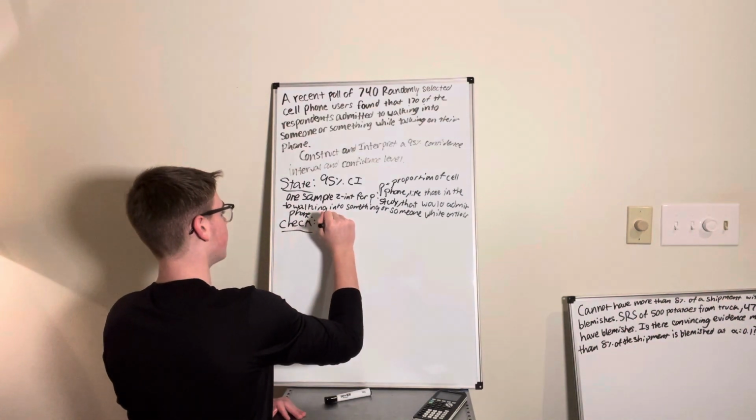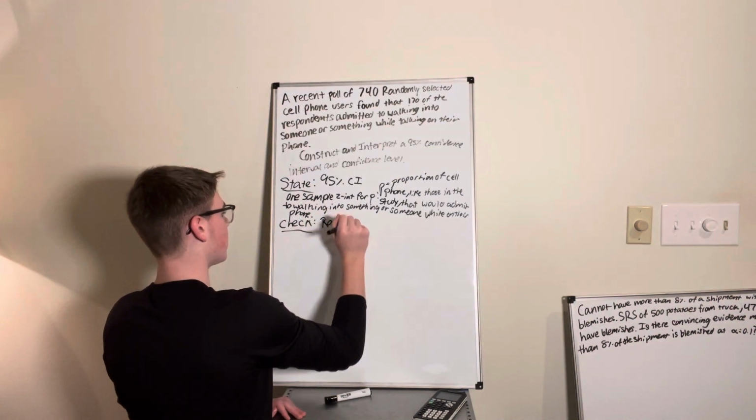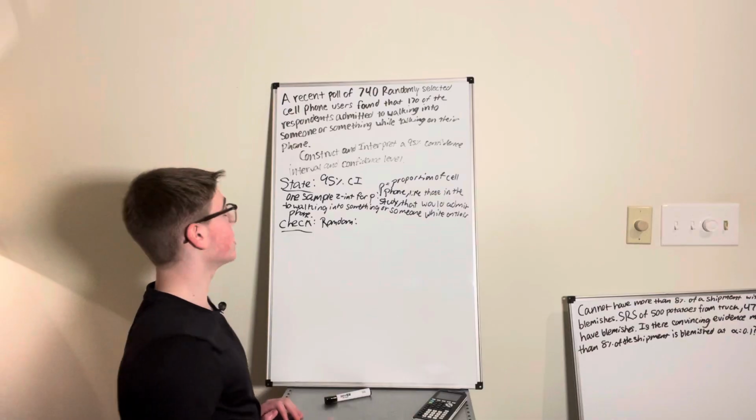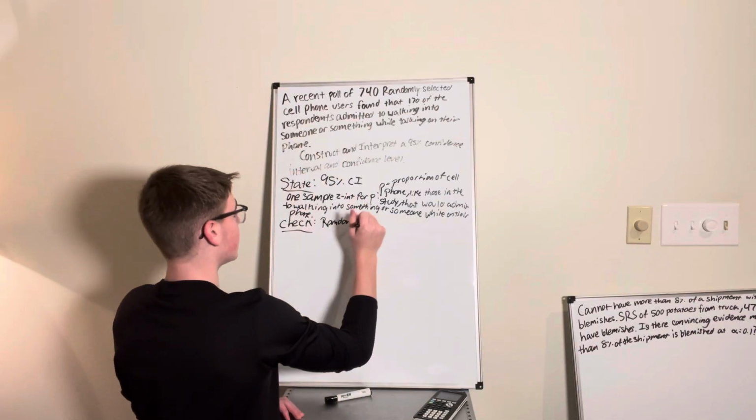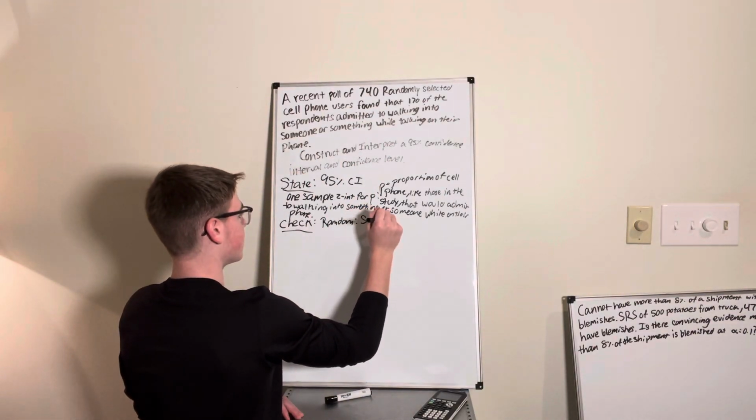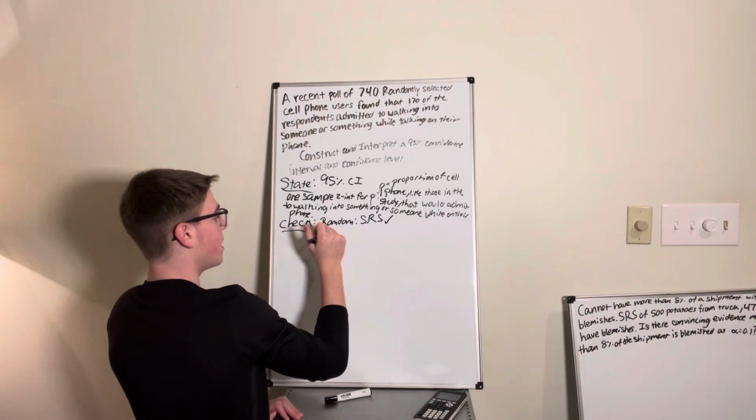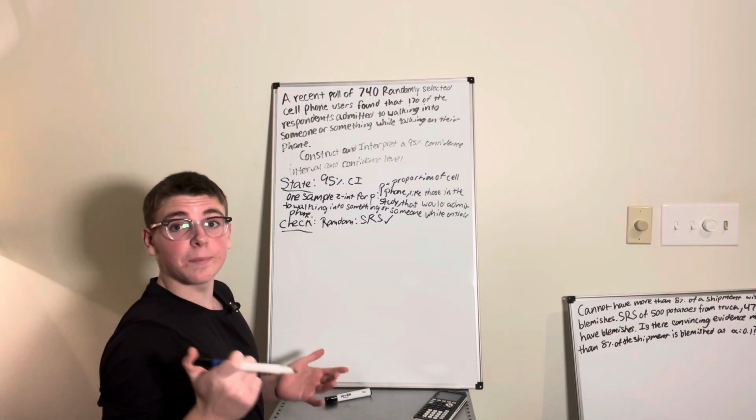Okay, so random, right? Here it's just going to have to say in the problem it's random, and it said it's randomly selected. So I'm going to say that's a simple random sample. Check. Okay, now we need it to be independent.